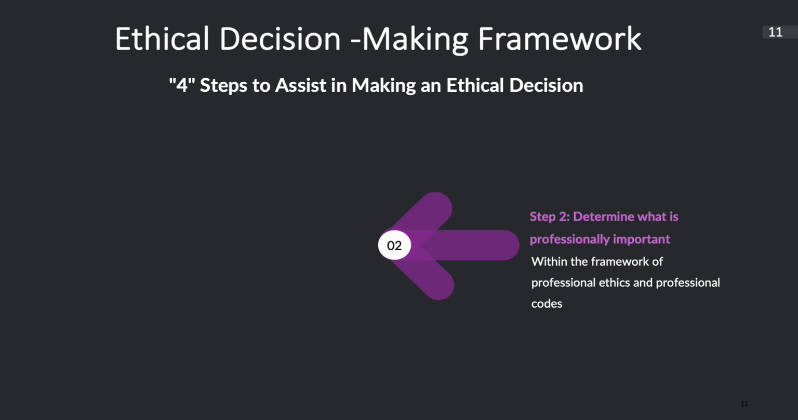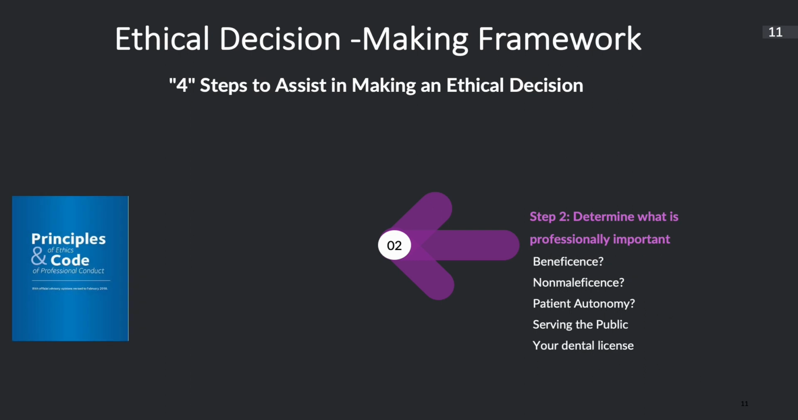Moving to step two, determine what is professionally important. Now here I went ahead and put in some suggestions. Beneficence. Are you working to do well for this particular patient, and maybe in your mind you want to do well for all Medicaid patients with this type of insurance, and you're just going to do whatever it takes to get the best outcome immediately. And if that means taking all 3 teeth out at once, it means taking all 3 teeth out at once.